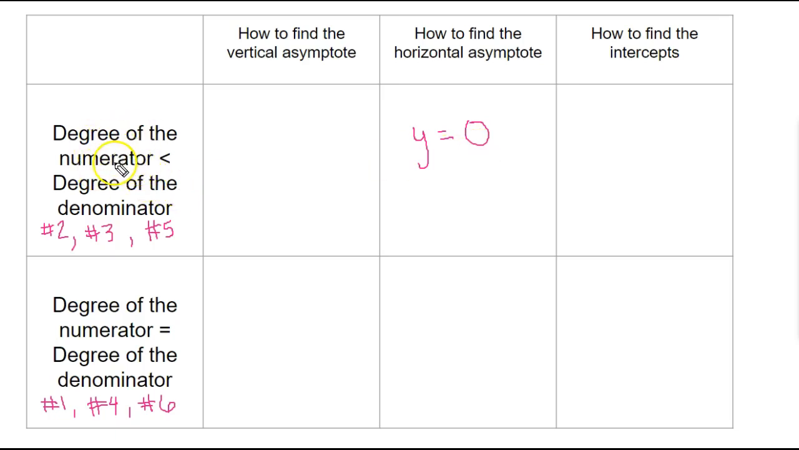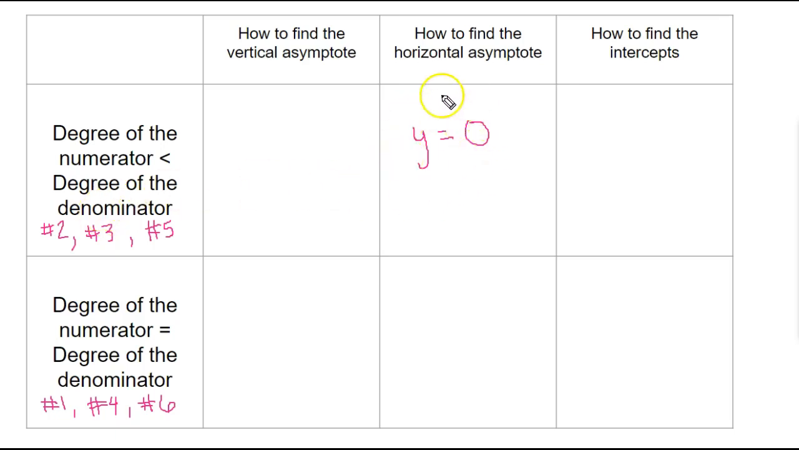This is because if we think about taking powers of numbers, if the degree of the numerator is less, that means I'm taking x to like the second power and x to the fifth power on the bottom. If you're taking the same number to a larger power, that's always going to make a much, much, much larger number. And when you take a number and divide it by a much, much, much larger number, it tends to get closer and closer and closer to 0.